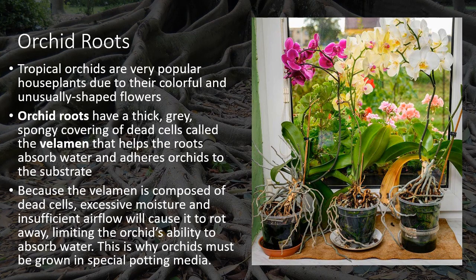So it's super important to grow orchids in special potting media that's formulated for orchids. Typically, it's made of things like fir bark or pine bark, or some types of specialized fibers, or certain types of moss. You don't want to grow them in regular potting mix, and you want to make sure that you get the velamen wet when you water them, but you don't want to leave them sitting in a moist substrate.